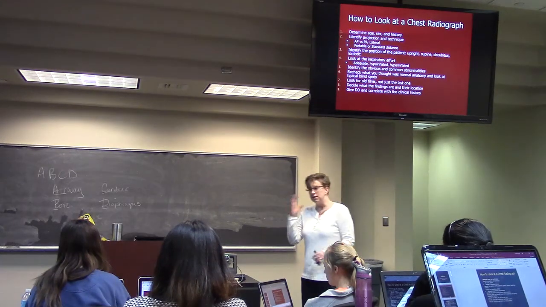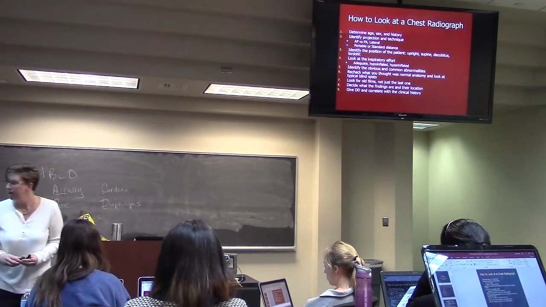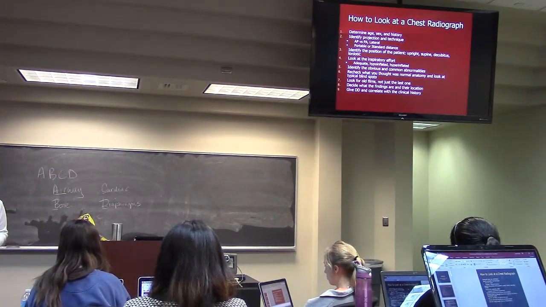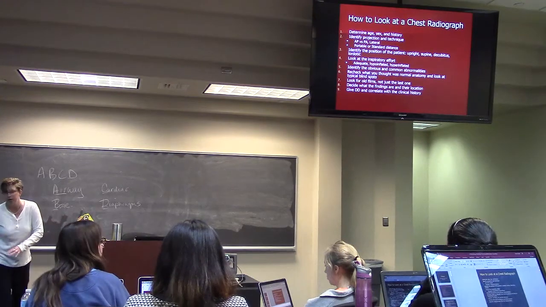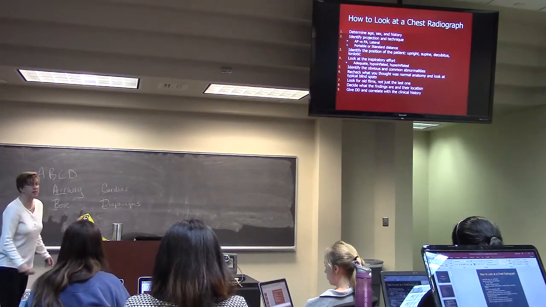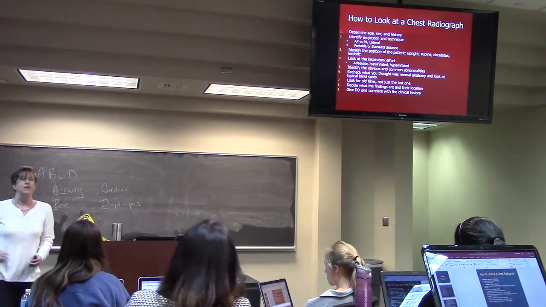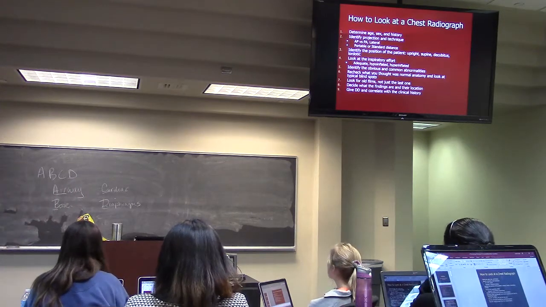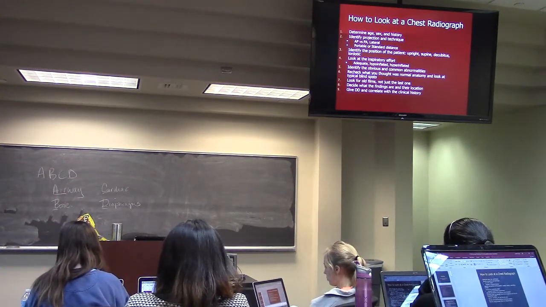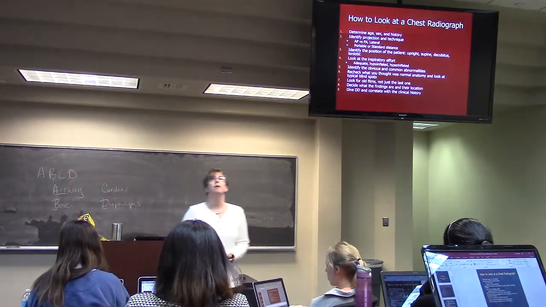So systematic, I don't care what approach you use, but you have to come up with something. I wrote this on the board because there's A, B, C, D, E, F. I mean, it goes on and on, but I think A, B, C, D is an easy way to think about it. This will make sense as we talk. It stands for airway, bone, cardiac, and the diaphragm. There's a lot more to a chest x-ray than just that, but it's a good way to start thinking.